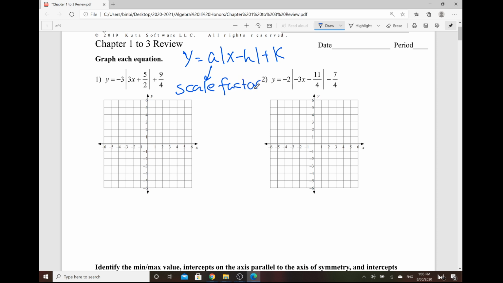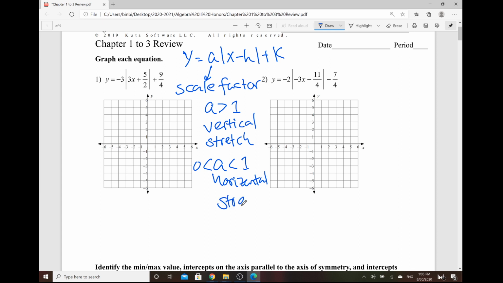A scale factor, so that's showing, well, if a is greater than 1, that means it's considered a vertical stretch for the curve. But if a is less than 1 and greater than 0, that means it's considered a horizontal stretch. Okay? And then (h, k) is just considered the vertex. Vertex means either the highest point or the lowest point. Okay?